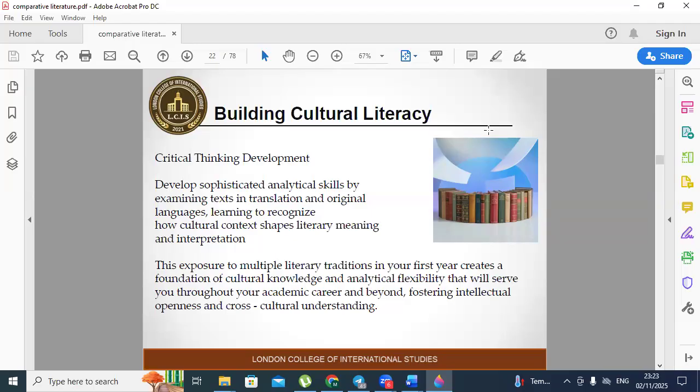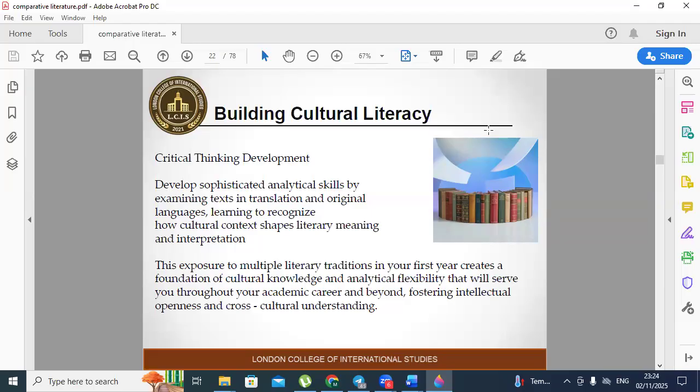This slide focuses on the cognitive skills developed through this engagement. You will develop sophisticated analytical skills by examining texts both in translation and, where possible, in their original languages. A key learning outcome is to understand how cultural context shapes literary meaning. The same words can mean different things in different cultures.